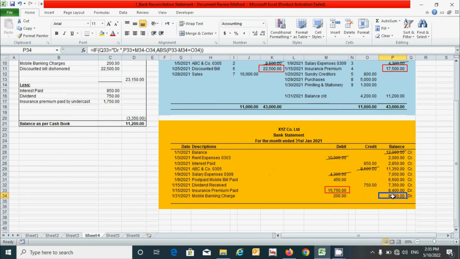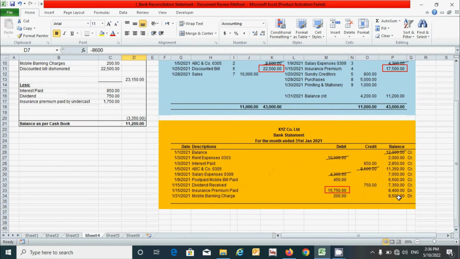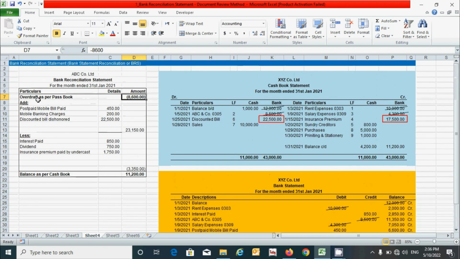You can see that this balance is the closing balance of the passbook, which is negative or debit. That's why the word overdraft is used here. But here you can see after adjusting all the necessary transactions, we found this balance of cash book. And this value is showing in the positive form. That's why we have used the balance word here. And you can see the closing balance has been successfully matched.